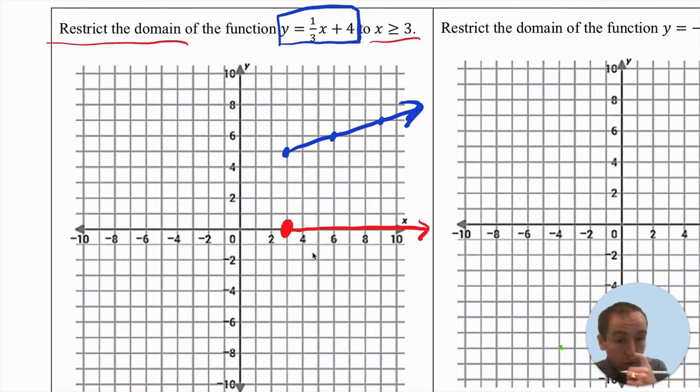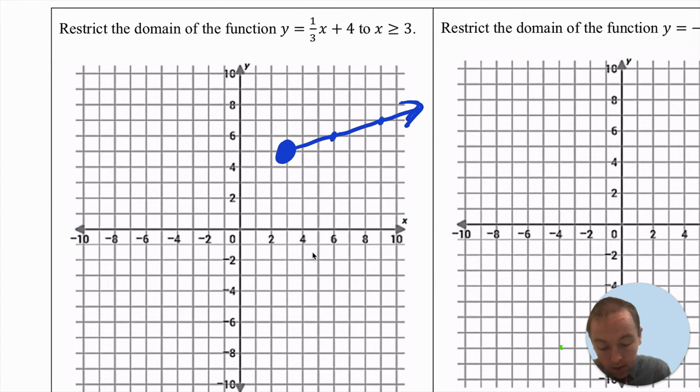It's really important that if our graph gets cut off right there, we recognize that because x can equal 3, then 3 is a member of the domain. We signify that by making sure we have a filled-in dot as an endpoint right there to acknowledge that fact. So that gives us the graph of y equals 1/3 x plus 4, but only when x is a number equal to or greater than 3.